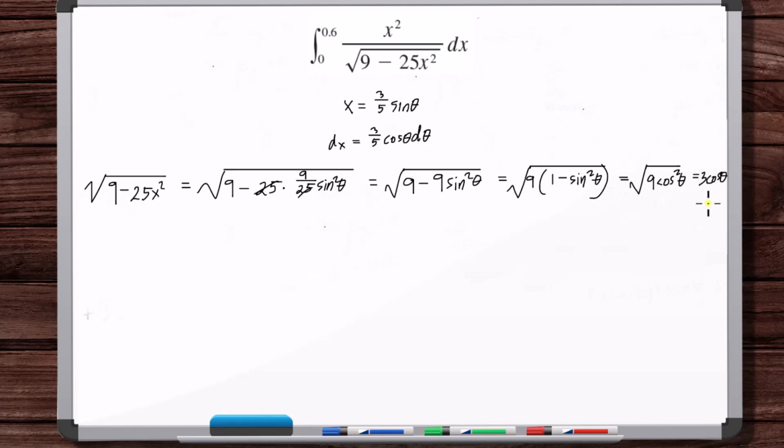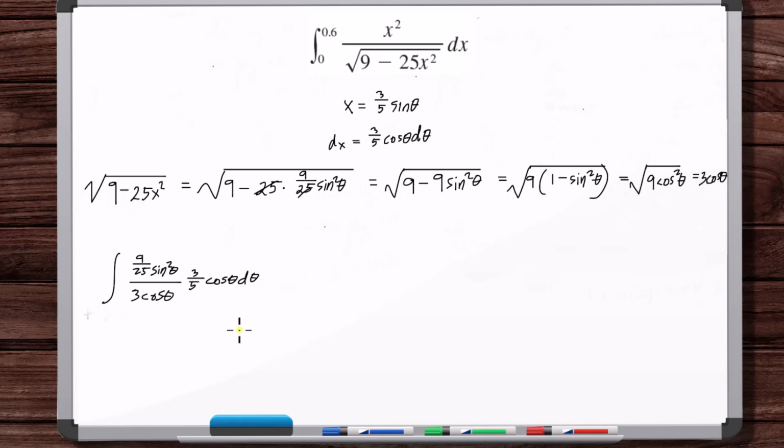If you think about the unit circle, cosine is only positive in that range. Okay, so yeah, there you go. With the substitution, this becomes 3 cosine theta. So we've got 3 cosine theta, and then 9/25 sine squared theta, and then dx is 3/5 cosine theta d theta.